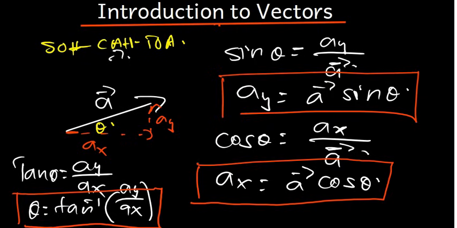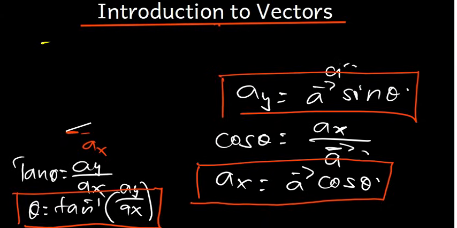Now, in vectors, whenever we're talking about the direction, we're talking about theta, the angle. Sometimes you might be given the direction as south, then west, something like that. But sometimes if they give you the angle, that is the direction. Very, very important.